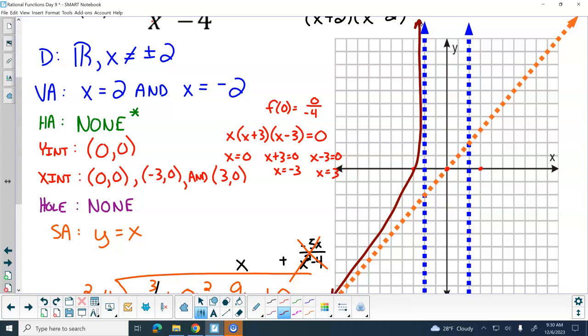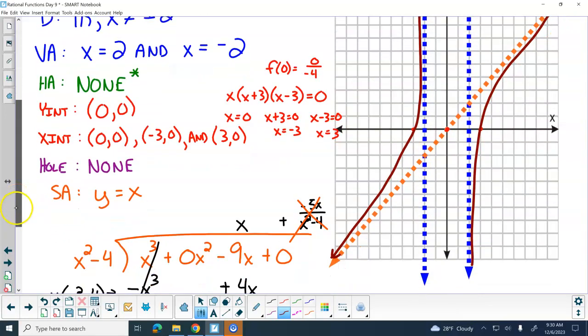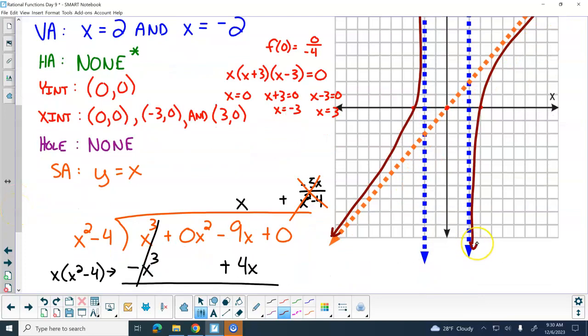Okay. What about my far right zone? Do I need any more points in that one? I don't think so, because again, it can't cross the vertical asymptote, and it's got to end up along the slant asymptote. So I feel we've got enough information there to do that. However, that middle zone, we should probably do some more work in.